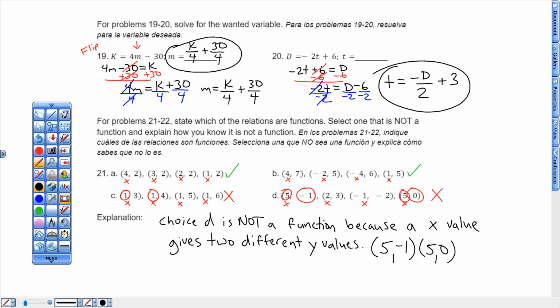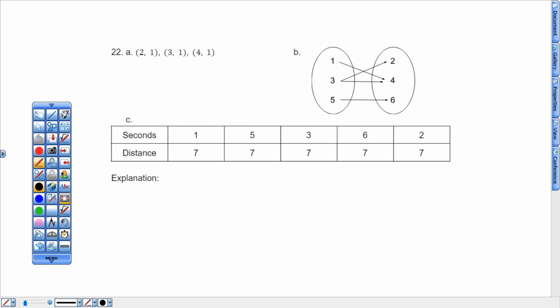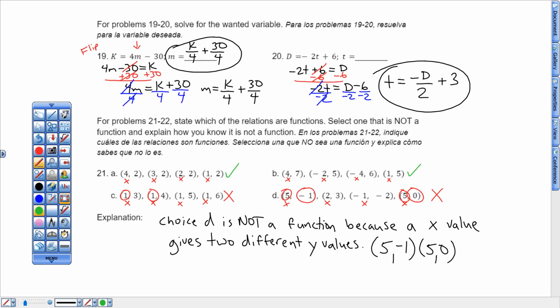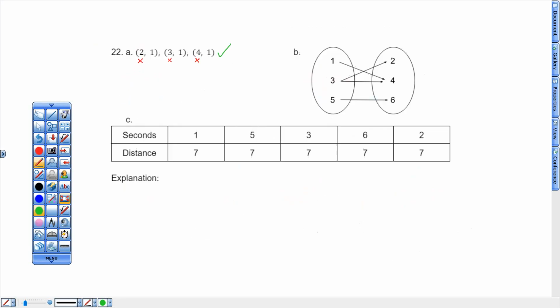All right, moving on. More of those. So these x numbers, these are my input numbers. If none of those repeat, that's a function. And I believe on these, she's having you select one that's not a function. All right, so that one's a function.